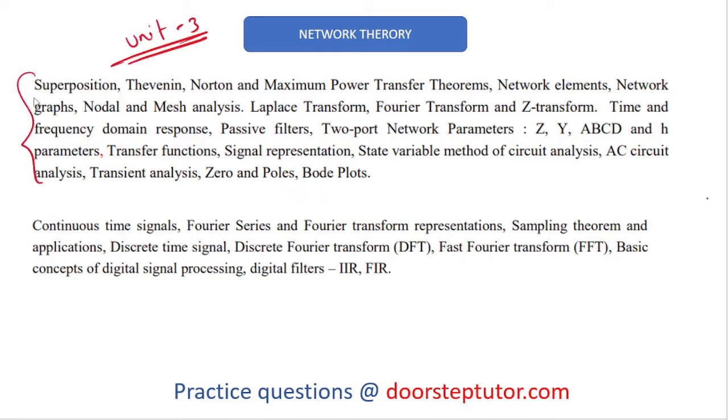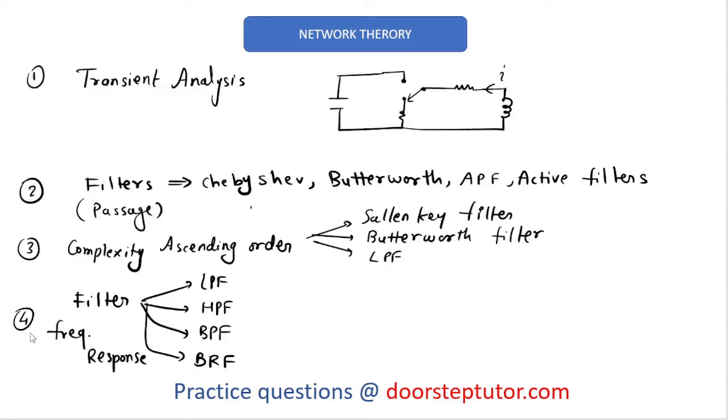Okay, the first part is network theory and the second part is signal and system. So this is signal and system. From network theory, they had asked almost 4 questions. These questions were based on transient analysis.